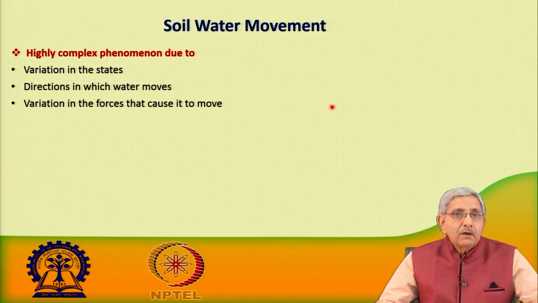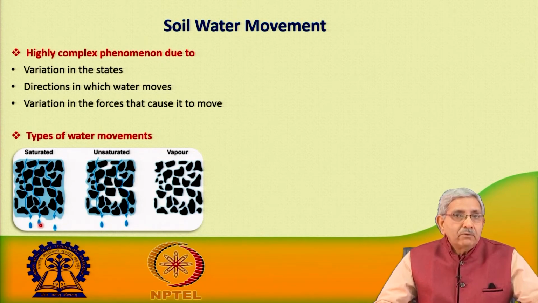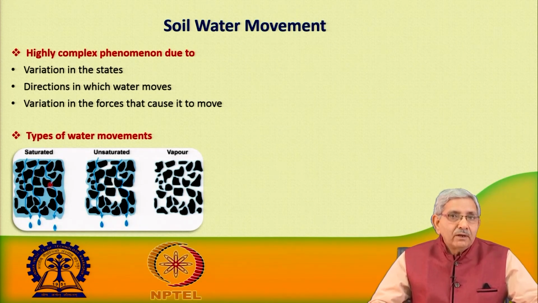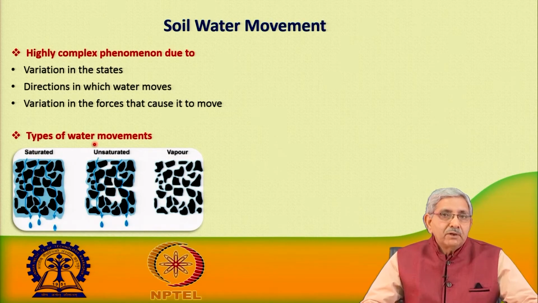It is moving in a particular direction, and then variation in the force causes its movement. So, this is the one particular case when the soil is saturated, meaning all the pores are filled with the water. When we are giving irrigation or supplying water, it is simply gravitational water or free flow of water that takes place.